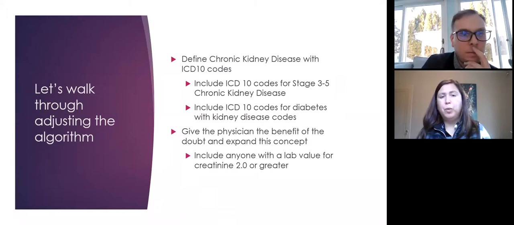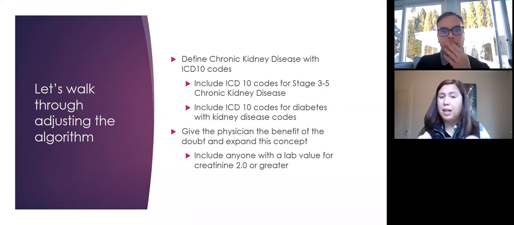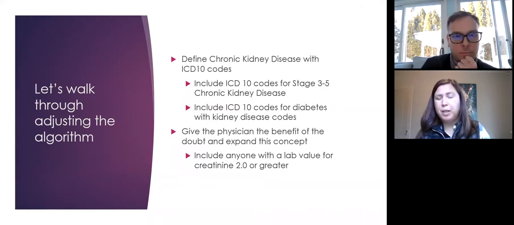So again, when we go to design an algorithm, you begin with defining the condition, the procedure, the pharmacy or the lab. In this case, we're doing the diagnosis. We're going to define chronic kidney disease. We're going to, again, use the ICD-10 codes that correlate with chronic kidney disease. But if you do this, you can say, well, I really want to give the physician the benefit of the doubt. How else can I do this in this algorithm design?